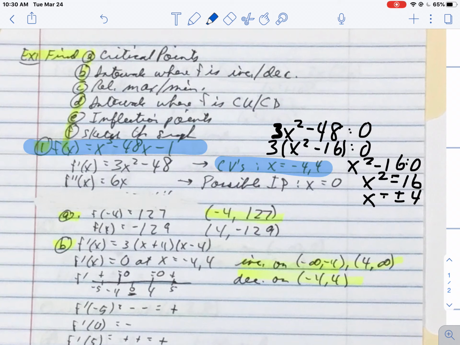Our second derivative, 6x, we set that equal to 0. That's how we get our possible inflection points. And if I set 6x equal to 0, then I've got x equals 0. So, of course, keeping those straight.